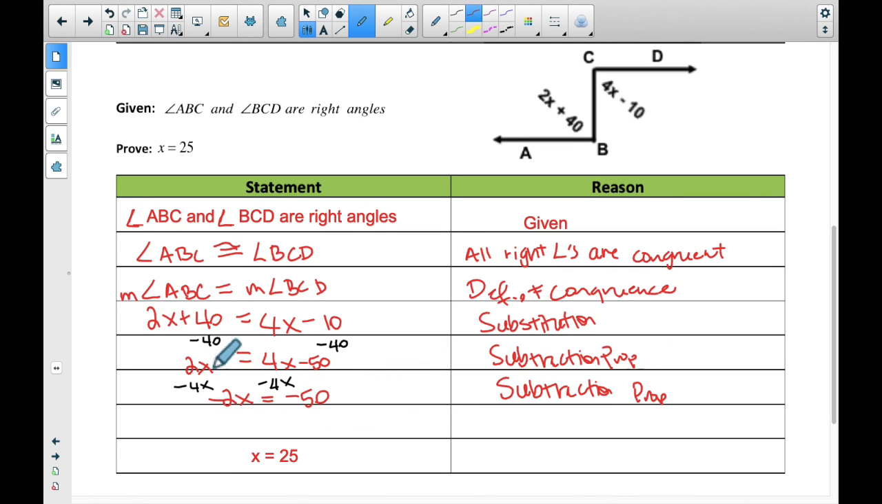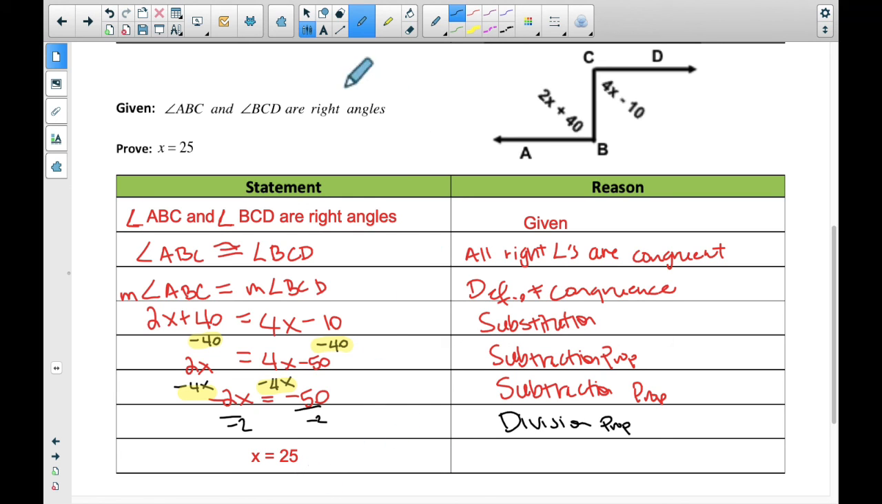I will also say these little things that I kind of scrunched in here, you actually don't need to put those and probably even shouldn't put those. I'm just kind of showing you where I'm getting it from, but you really don't need them. And the next step, if I'm solving, I'm going to divide by negative 2, and that's going to be the division property. And that gets me down to x equals 25.